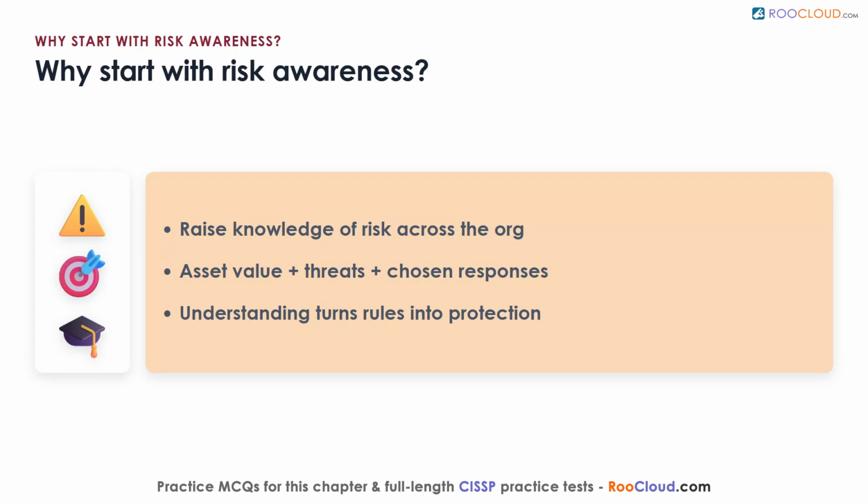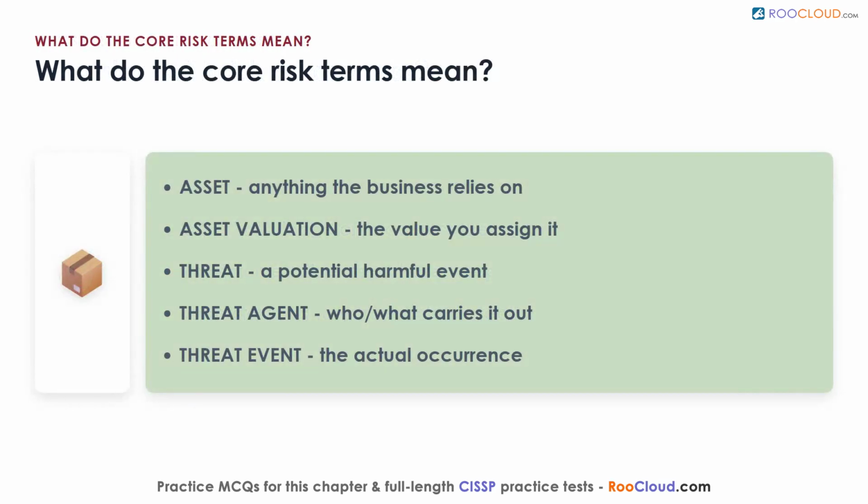Picture a new engineering team that finally understands why a deployment gate exists. Suddenly the rule stops feeling arbitrary and starts feeling like protection. What do the core risk terms actually mean? Let's start with the building blocks.